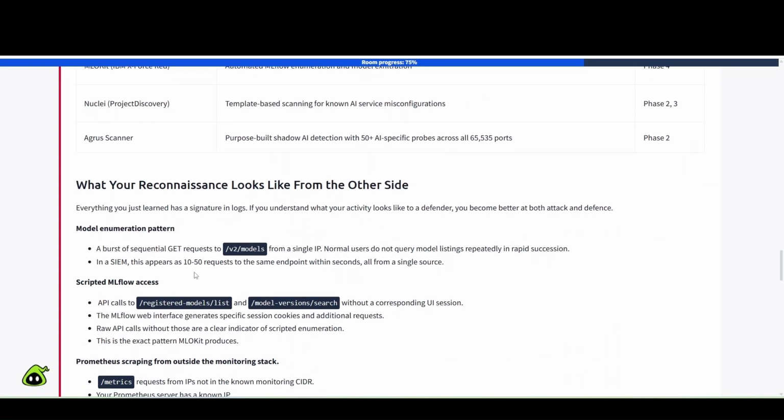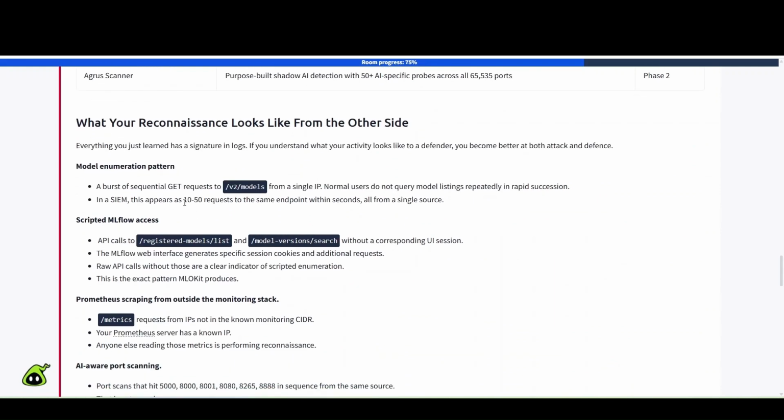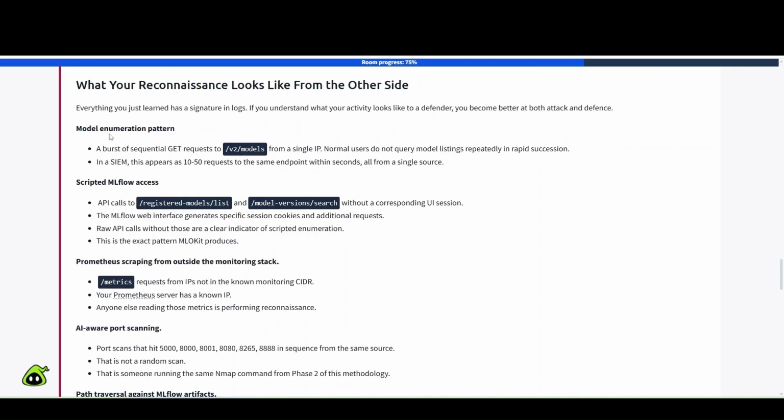What your reconnaissance looks like from the other side. Everything you just learned has a signature in the logs. If you understand what your activity looks like to a defender, you can become better at both attack and defense. Model enumeration pattern: a burst of sequential GET requests to /v2/models from a single IP. Normal users do not query model listings repeatedly in rapid succession. In a SIEM, this appears as 10 to 50 requests to the same endpoint within seconds, all from a single source.